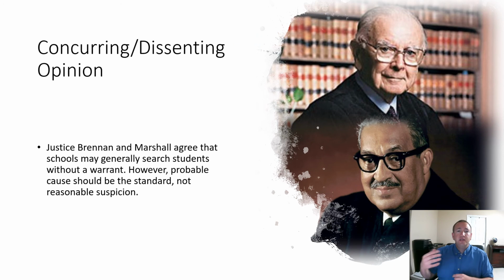Now we'll get on to the dissenting opinion. Well, it's not necessarily just a dissenting opinion. This is a concurring and dissenting opinion because they agreed with part of what the majority opinion said, but they still disagreed in the verdict. Justice Brennan and Justice Marshall here, they agreed that schools may generally search students without a search warrant. They don't need a search warrant to search a student. However, they believe that probable cause should be the standard for searching a student without a warrant, not reasonable suspicion.